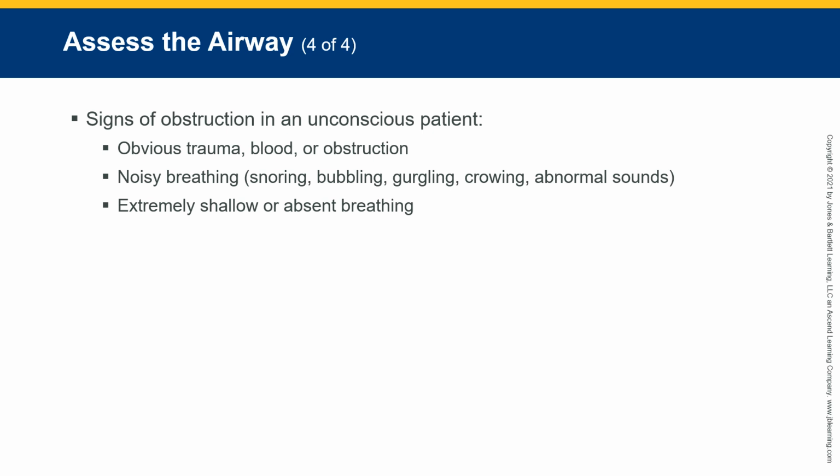Obvious trauma, blood, or obstruction, obviously are causing problems. If something's in the airway when you look, get it out. Noisy breathing. It's an airway obstruction. You know people that snore have obstructed airways? That's what sleep apnea is. That's why they wear CPAPs. It opens up the airway. Extremely shallow or absent breathing. Those are all signs of airway obstruction.